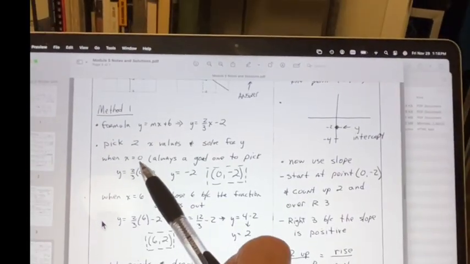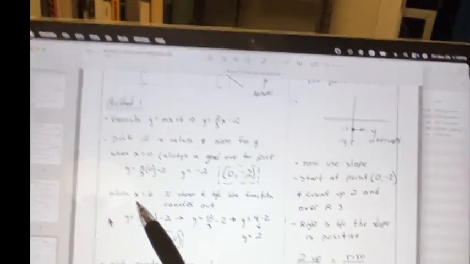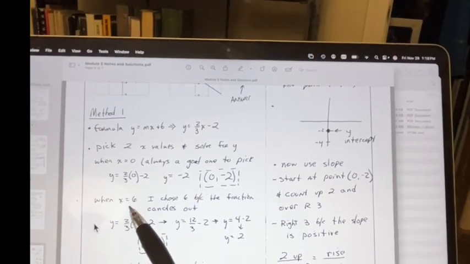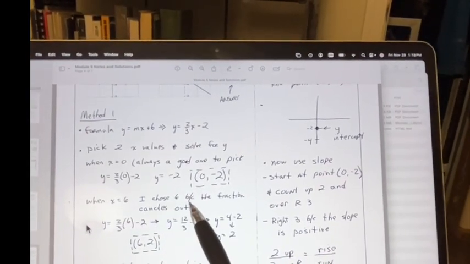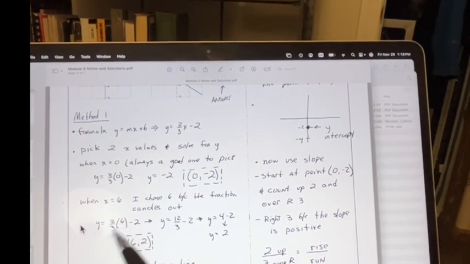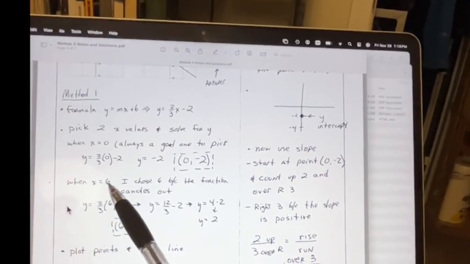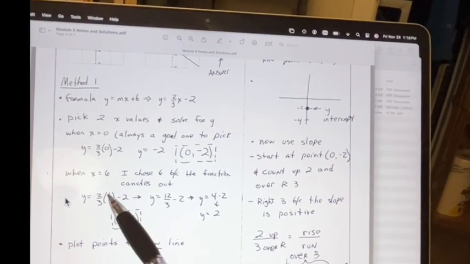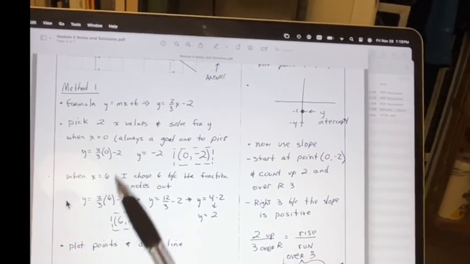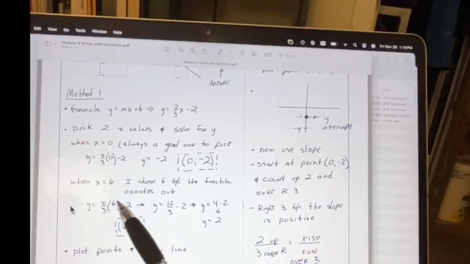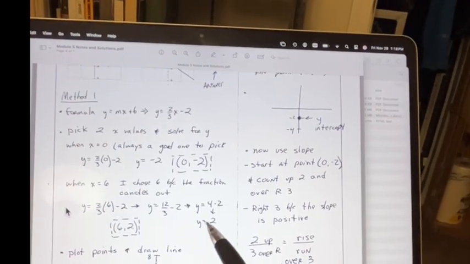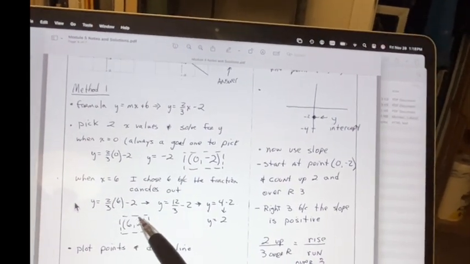Now, the next, I picked an x value of 6 because I know the fraction will cancel out. And see, look at that. I looked at the equation before, and I chose an x value smartly, so it would cancel that ugly fraction out, and I get y equals 2. So there's my next coordinates.